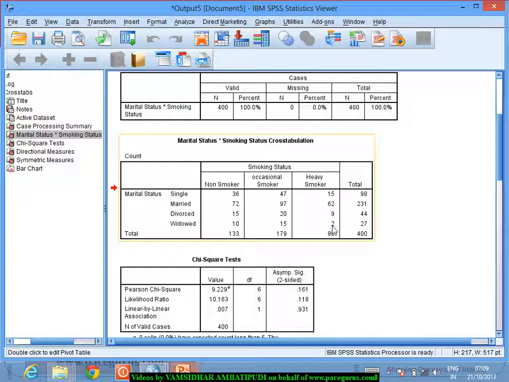Here we are seeing out of 30, only 2 of them are heavy smokers. So probably around 6% of the people are heavy smokers here. Whereas if I look at it here, 15 out of almost 100, means almost 15% of the people are heavy smokers. So there is a difference in the proportion of the various smoking levels across the different marital statuses.